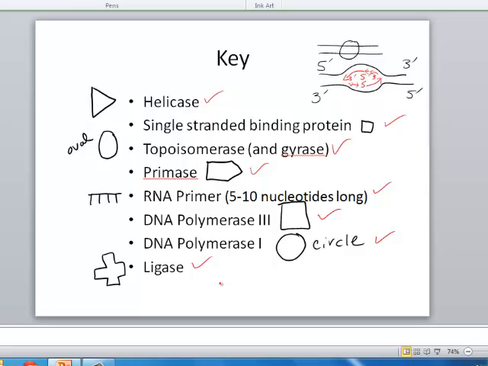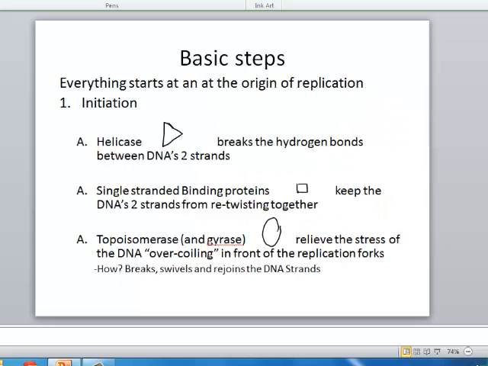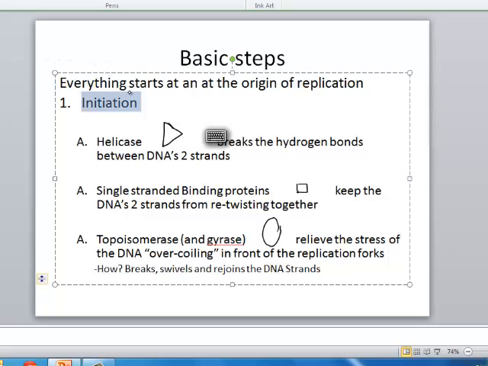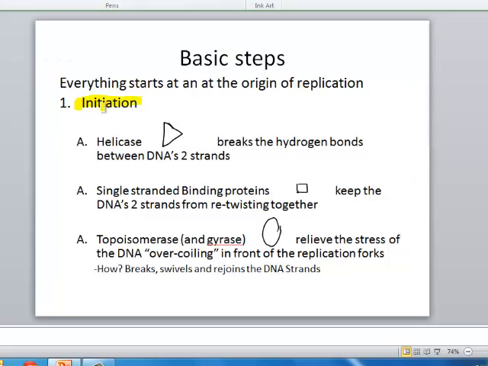Not all of the names that I will use are technical names for each step in each process, but they are descriptive names that help us understand what is happening. So let's start off with the beginning. Initiation. So at the origin of replication, we're only going to focus on one origin of replication. So one opening of the DNA double helix to begin DNA replication.